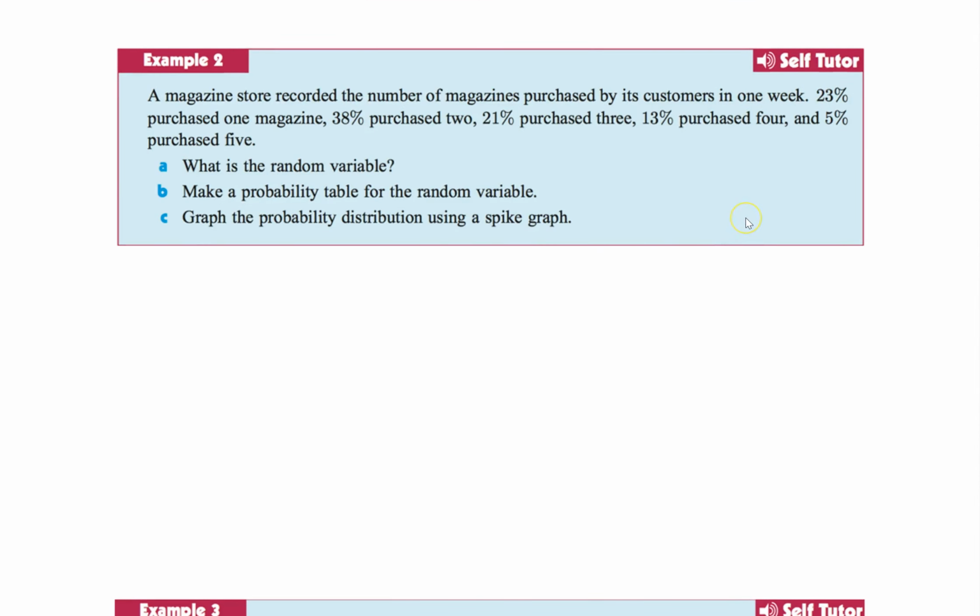So this is an example right here. A magazine store records the number of magazines purchased by its customers in 1 week. 23% purchased 1 magazine, 38% purchased 2, 21% purchased 3, 13% purchased 4, and 5% purchased 5. What's the random variable? So look at what they're talking about. I know what X is. A magazine store records the number of magazines. The number of magazines, that's a random variable. Number of magazines purchased.